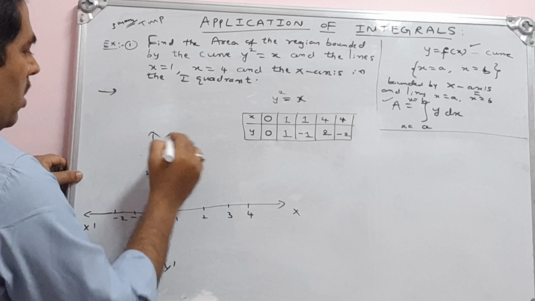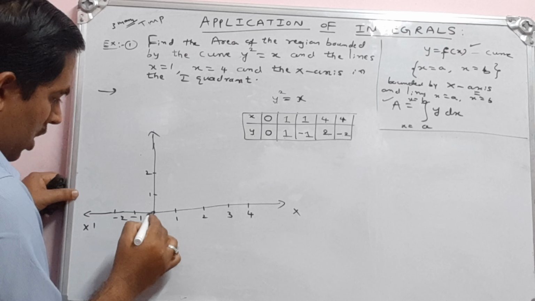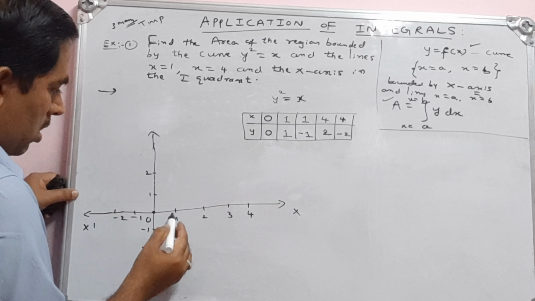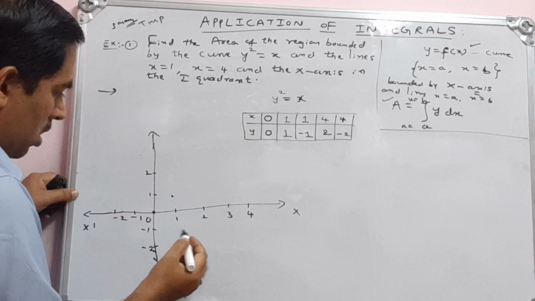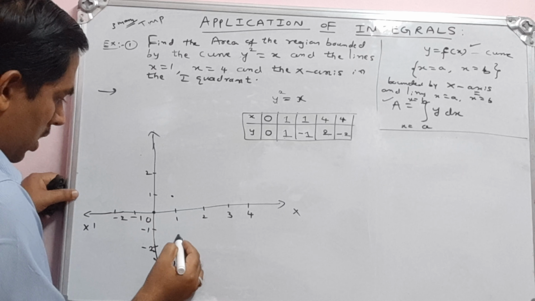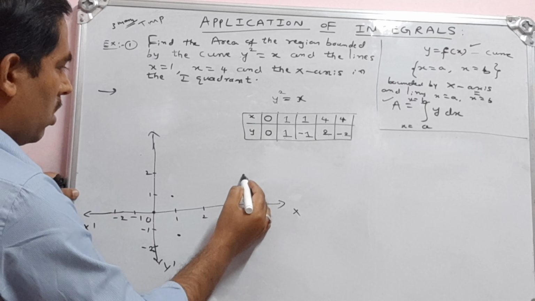So this is a rough diagram. Observe this 0, 0. I will mark this point here, 0, 0. Then 1, 1 is here. Then 1, minus 1, it is here, and it lies in the fourth quadrant. Then 4, 2 is here. Then 4, minus 2. We want only this one. Then it will be a parabola. Okay, observe this.